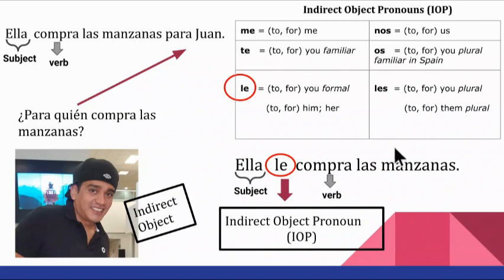So now, let's repeat the indirect object pronouns. Vamos a practicar la pronunciación. Me, te, le, nos, os, les.